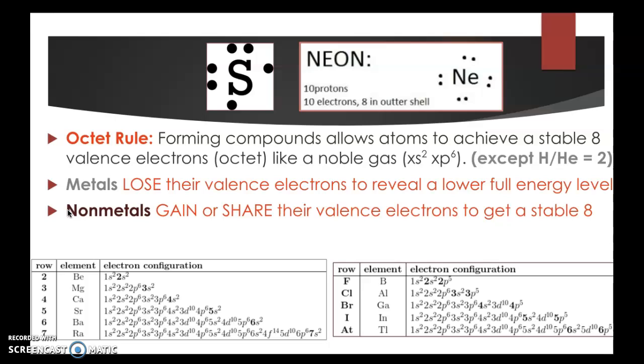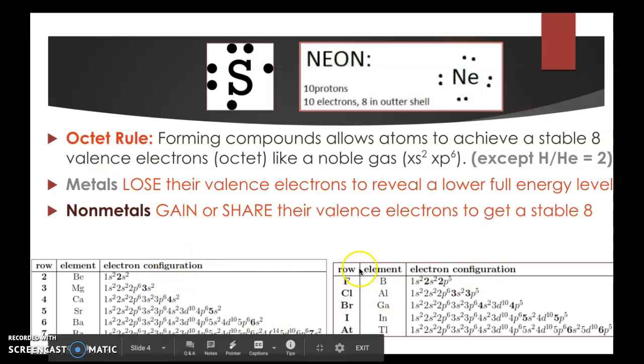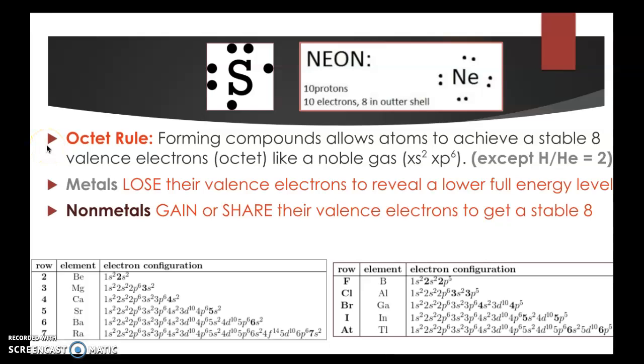Okay, now this part you want to write down whether you've heard this before or not with the valence electrons. You want to start copying down all this information. You do not need to write down the information in these two tables at the bottom, but you want to get this right here. So we have the octet rule: when forming compounds, atoms achieve a stable 8 valence electrons, or octet, like a noble gas.